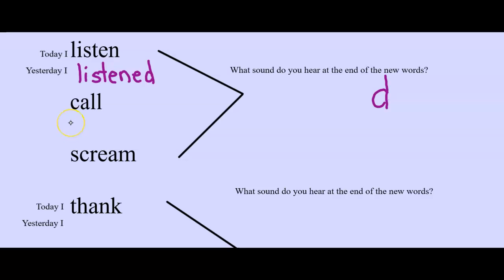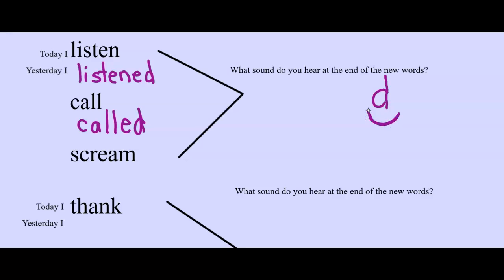So today I call. Call is the verb. If we are saying it happened yesterday, it happened in the past. And so we add an ed, and it says called. And the ed at the end of this word says D.